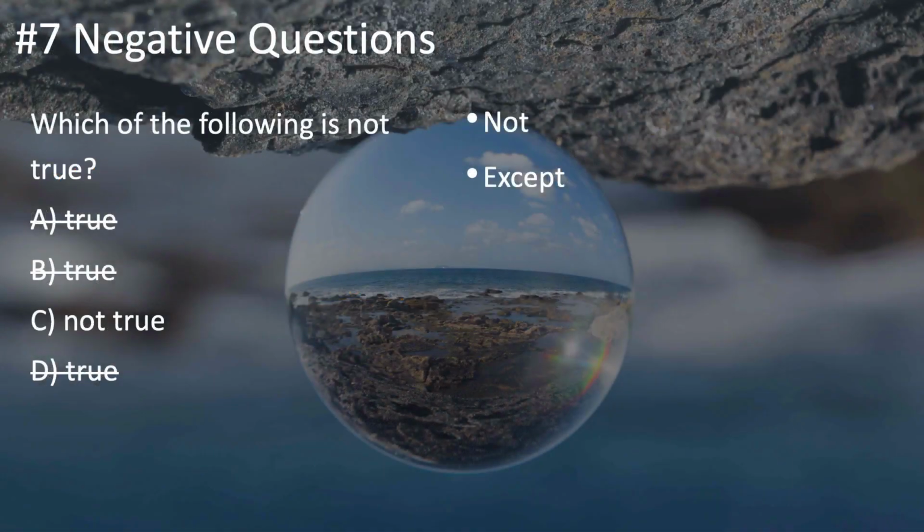The 7th type of questions are negative questions. Questions that use words like not or except. So, for example, which of the following is not true? If you're not careful, you may miss that not. Hit A or B and see that those are true and pick them. But because they're true doesn't mean they're the right answer, because it said which of the following is not true. So look carefully for those negative questions and make sure you pick the correct answer, which is not true.